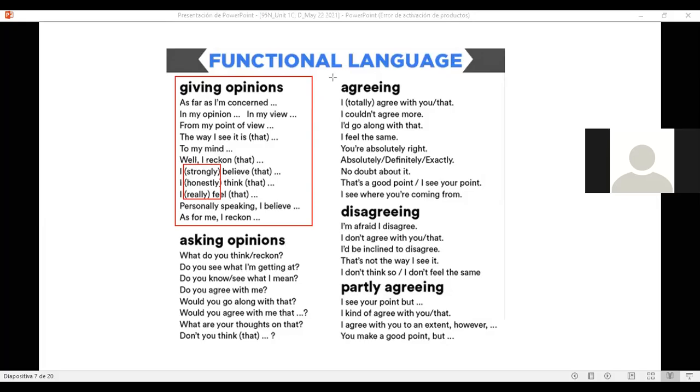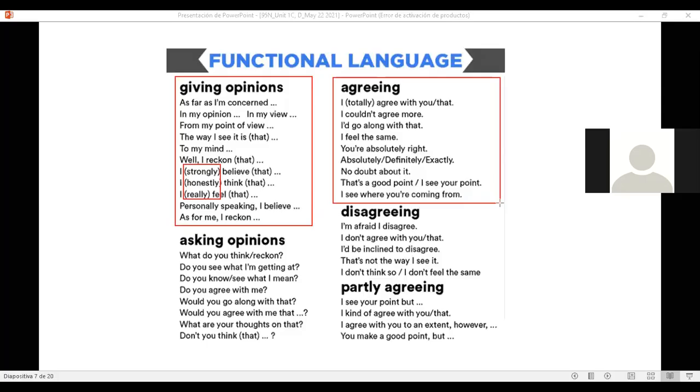So when you agree with someone else's opinion, you can use phrases like this. ¿Sí? Cuando ustedes están de acuerdo con alguien o con la opinión de esa otra persona, podremos responder a esas opiniones diciendo I agree or I totally agree with you. I couldn't agree more. No podría estar más de acuerdo. I would go along with that. I feel the same. You're absolutely right. You can use absolutely, definitely, or exactly. También.